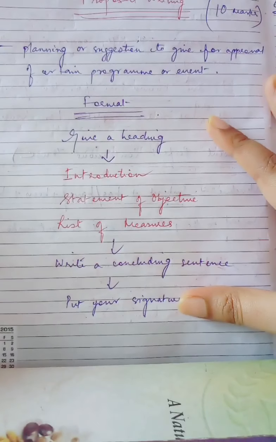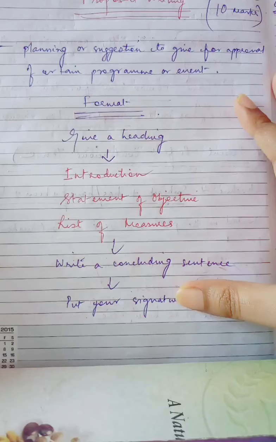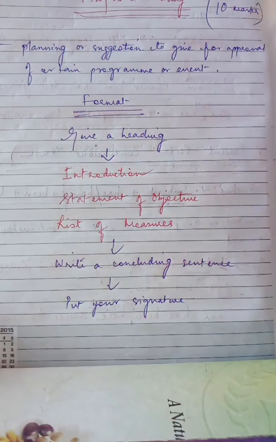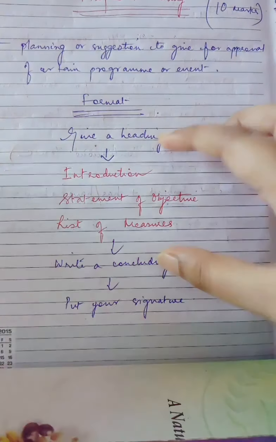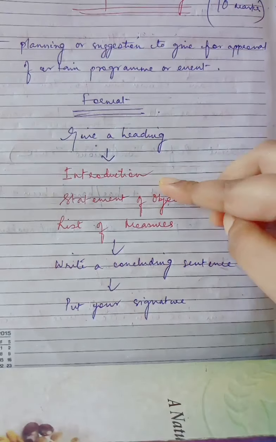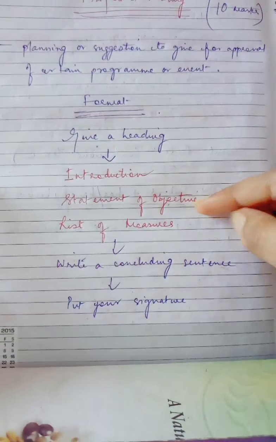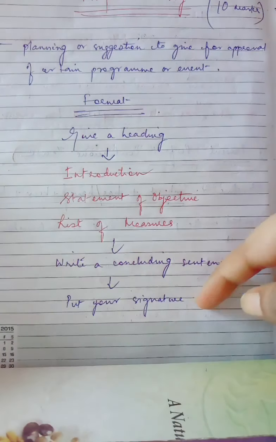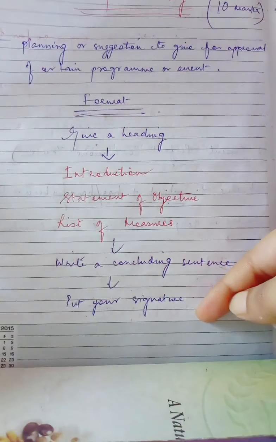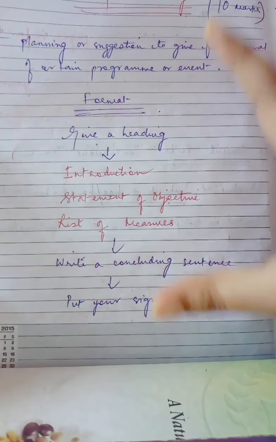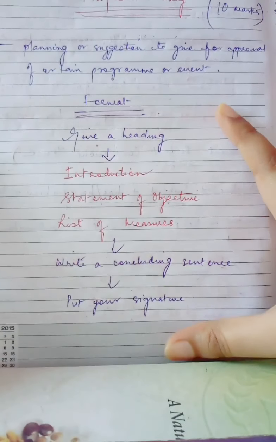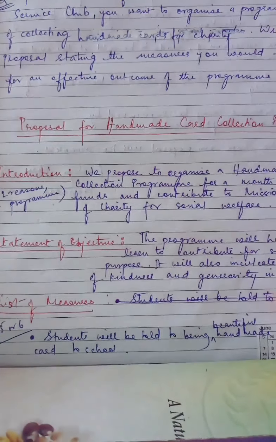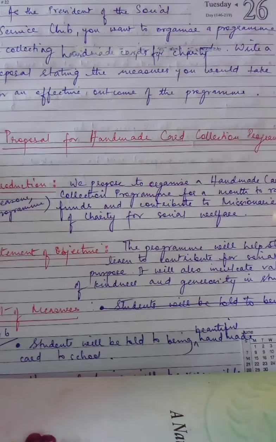Now, proposal writing has a format and you cannot go wrong with the format. So you need to keep in mind these few things before you actually write a proposal. That is, you need to give a heading, introduction, statement of objective, list of measures, then write a concluding sentence and end your proposal by putting your signature, right? So this is the basic format of the proposal writing. Now we will understand this with a question. Then we will see the question of proposal writing.